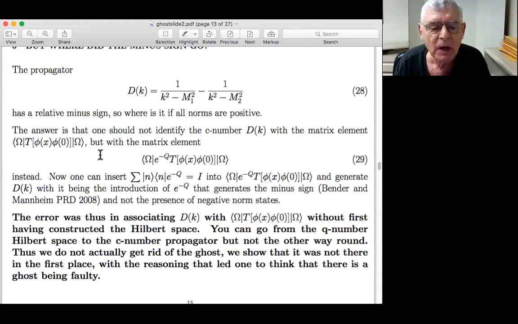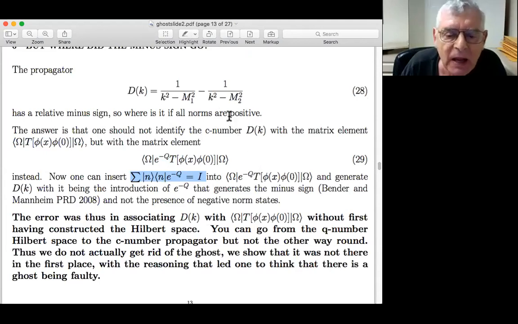The answer is, you've got the wrong quantum matrix element. The quantum matrix element has to have the extra e to the minus q. When you put this operator in, Carl and I then showed that you use the correct completeness relation, you insert it into here, and then you generate that propagator.